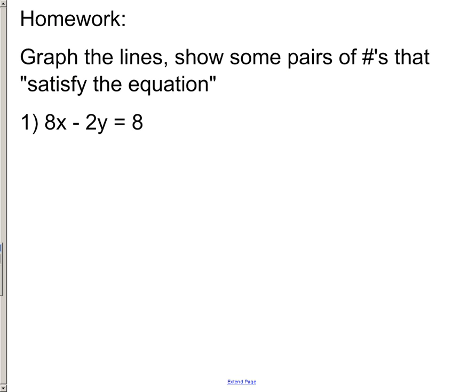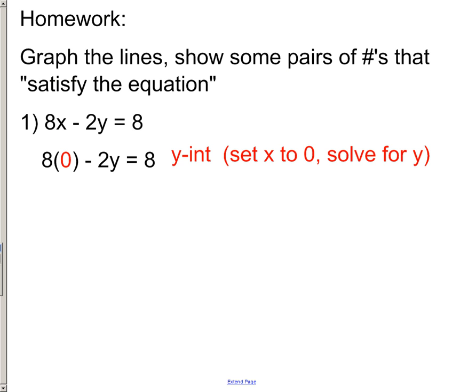Okay, so first thing we need to do is find the y-intercept. So set the x value to 0 and then solve for y. 8 times 0 is 0, so we're left with -2y equals 8. Since -2 is multiplied by y, we would divide both sides by -2, and we get y equals -4. So to find the y-intercept, now we just literally have to put the x value as 0 and the y value as -4. We have our y-intercept. Keep that in mind.